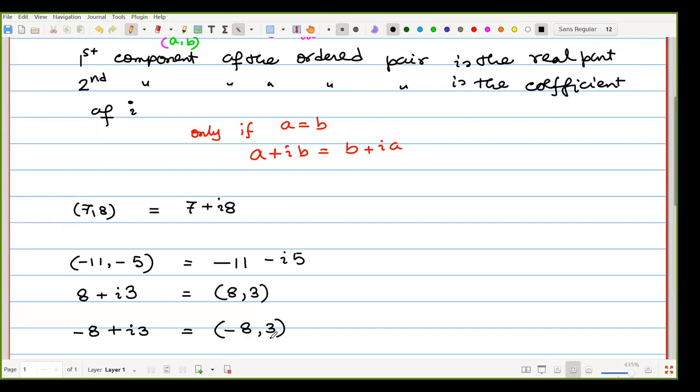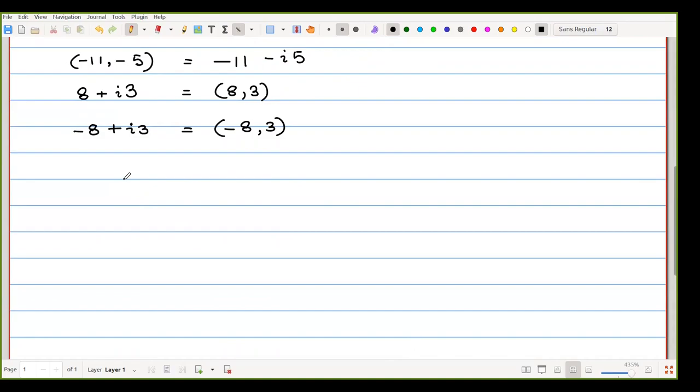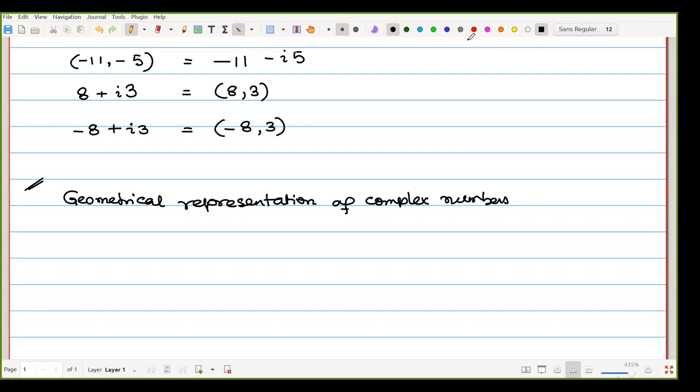Now, based on that ordered pair definition of a complex number, we can geometrically represent the complex number also. And that is called the Argand diagram. That means we are writing here the geometrical representation of complex numbers, which is called the Argand plane or Argand diagram. That is the important term.